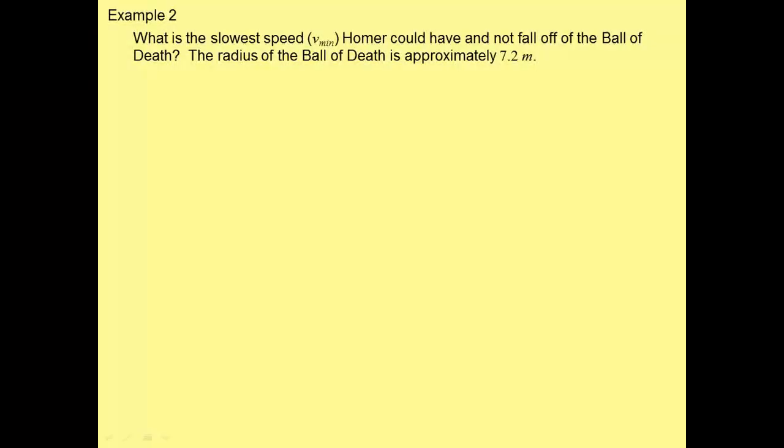Okay, now our special case is the slowest possible speed. So the question then is, what would the normal force be at the slowest speed? Well, think about this. The slower Homer goes, the smaller the normal force would be, right? Because Homer would press less against the seat, so the seat would press less against him.